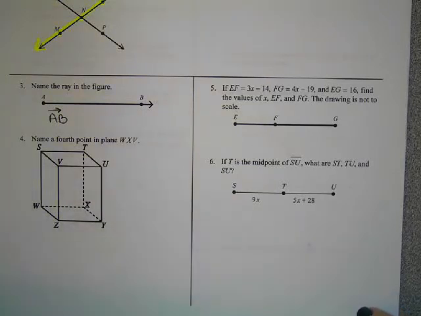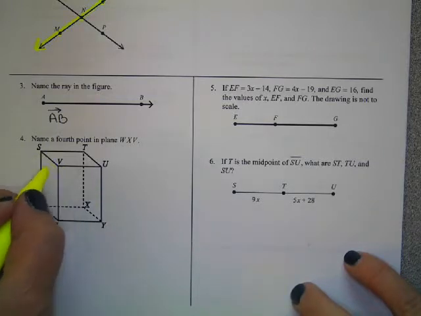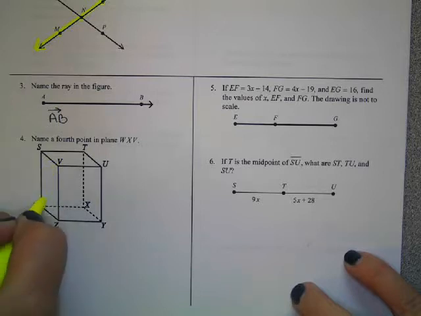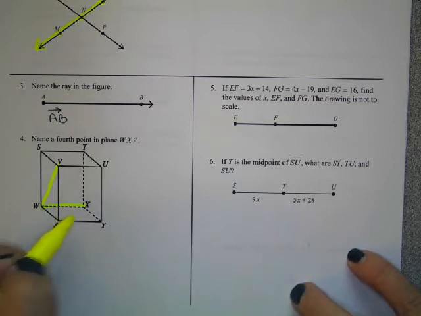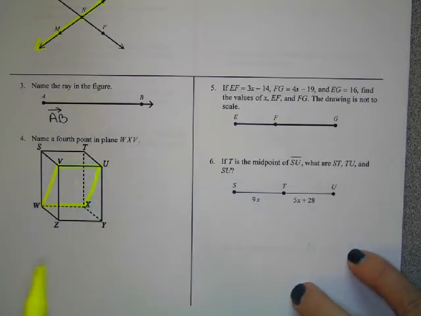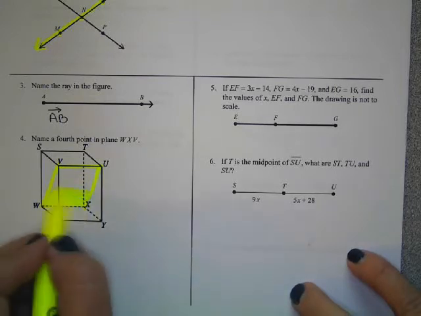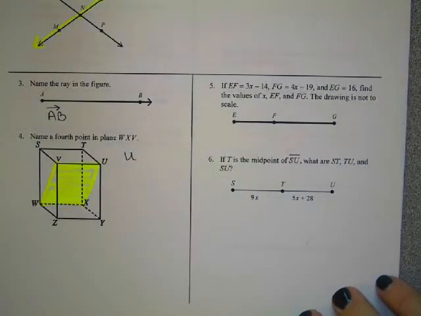For number 4, name the 4th point in plane WXV. So WXV, if I connect these, it looks like we want to have a slightly slanted plane here. So if I connect up from X, it would have to go to U, so that VU is one segment, WX is another segment, and we connect it. So this plane is a little tricky. It would be a diagonal plane, so it would be point U.